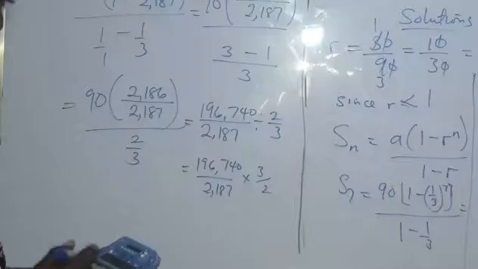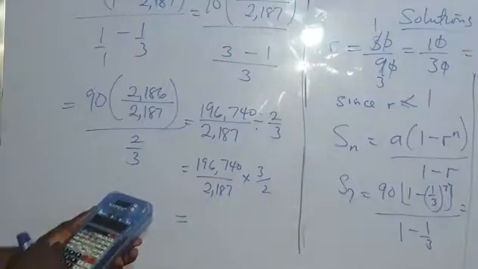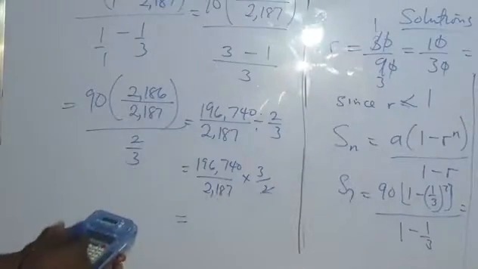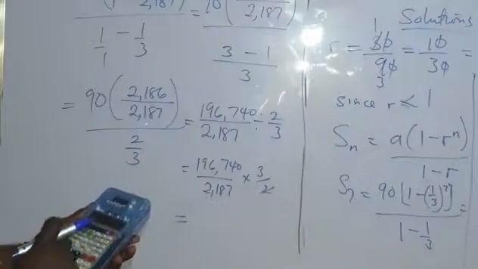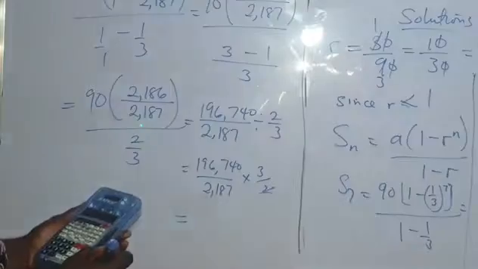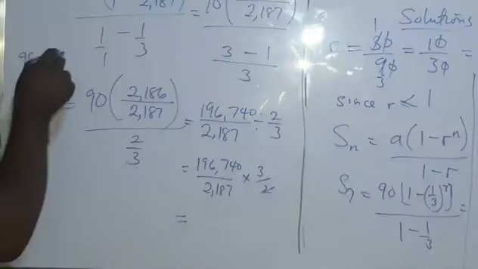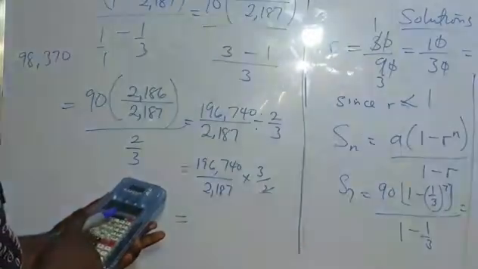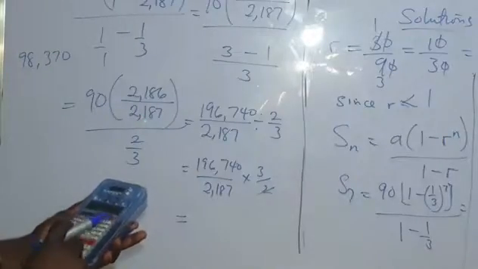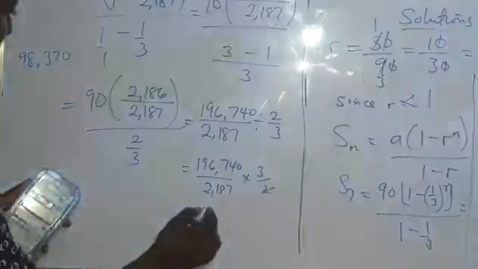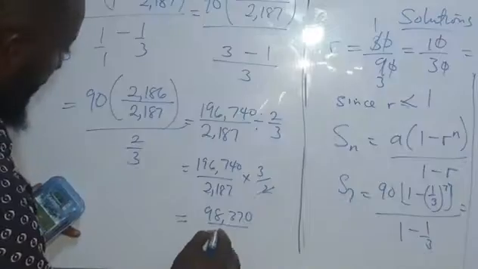So we can just divide. 2 can go here and this one, so we can just cancel. 196,740 divided by 2 gives 98,370. Then 2,187, 3 can divide by 3, that gives 729. So we have 98,370 divided by 729.